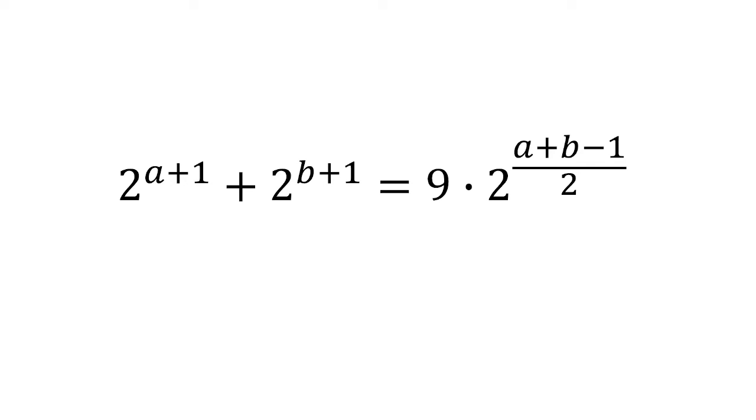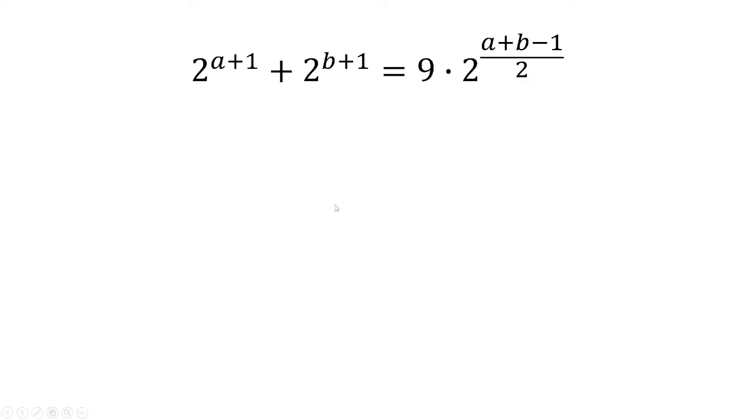Let a and b be real numbers such that this equation is satisfied. We want to find the absolute value of a minus b. For the purpose of this problem, I'm just going to assume that a is less than b, but you can just as well say that b is less than a. So it doesn't really matter.